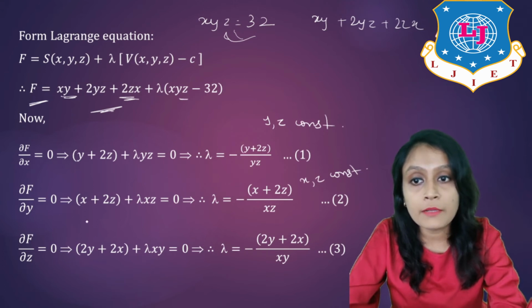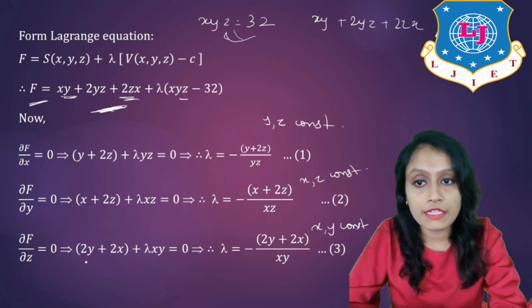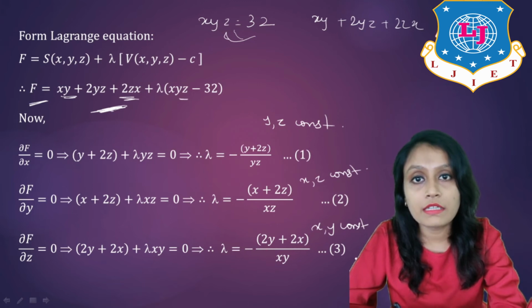Next, differentiate this f with respect to z and equate it to 0. Again you have to differentiate this equation with respect to z, and we have to keep x and y constant. So on differentiating you will get 2y plus 2x plus lambda times xy is equal to 0. Make lambda the subject, so you will get lambda as minus (2y plus 2x) upon xy. Give it number 3.